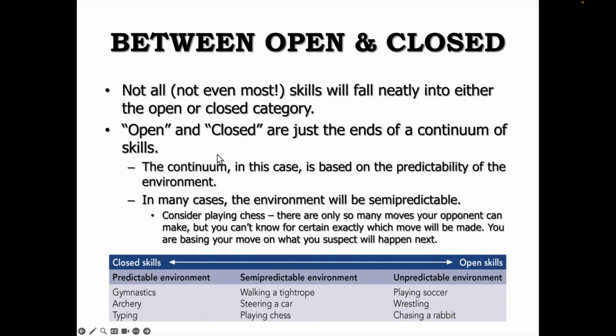Now again, with the vast majority of skills, I'd say 99.9% of them, most won't neatly fall into either an open skill or a closed skill category. There might be some degree of predictability in a skill, and there might be some degree of unpredictability. That mainly depends on the environment, or on the opponents that you're competing against. So here are some examples of closed skills in a very predictable environment versus open skills in an unpredictable environment. Gymnastics is a very predictable environment.